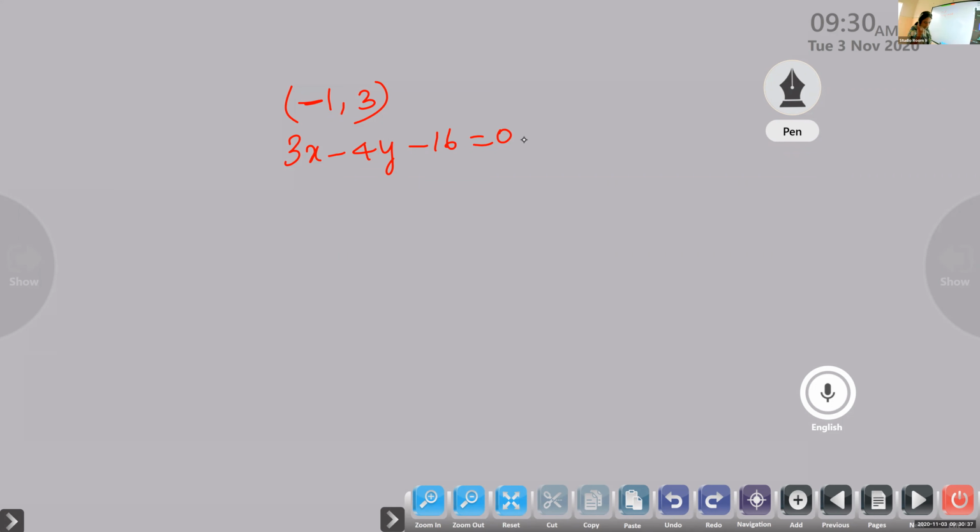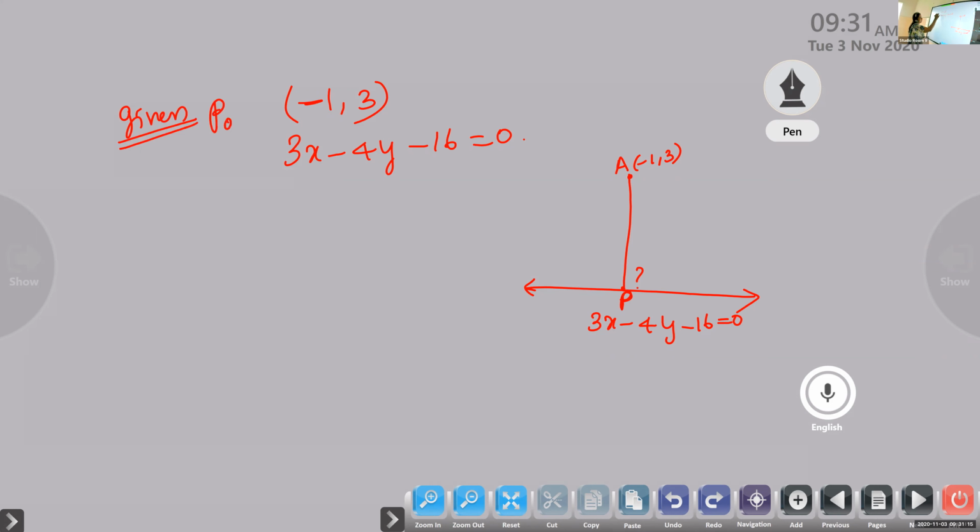Okay, this model question is important. Listen, children. One line is given. The equation of the line is given as 3x minus 4y minus 16 is 0. From the point, suppose I name this point as A (-1, 3), we are drawing one perpendicular. So let P be the foot of the perpendicular. We have to find what is this point P. How will you do this?